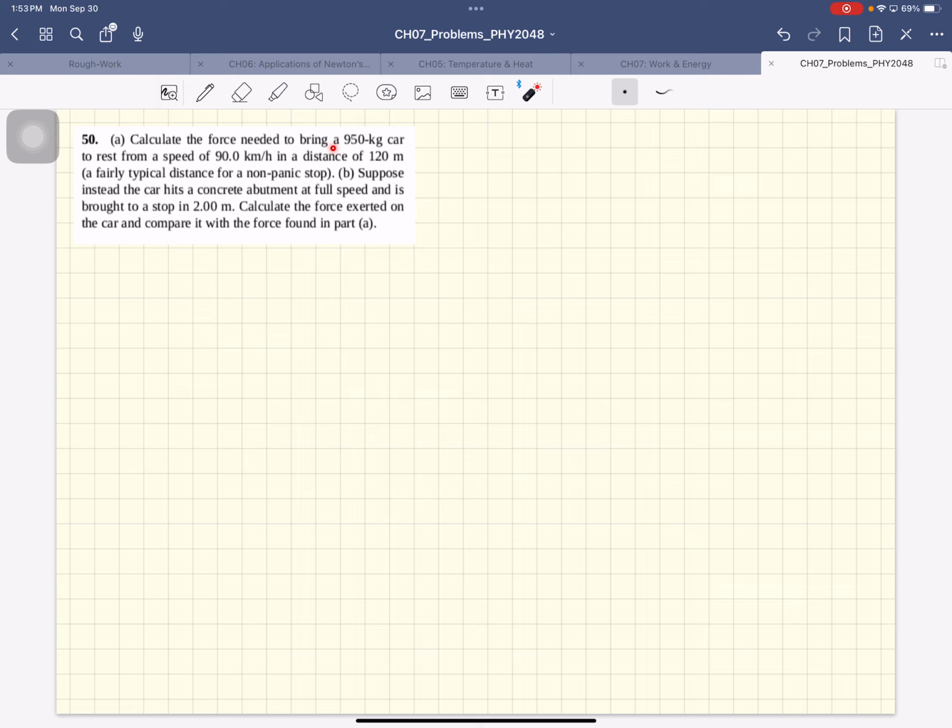Calculate the force needed to bring a 950 kg car to rest from a speed of 90 kilometers per hour in a distance of 120 meters, a fairly typical distance for a non-panic stop. That's a large distance. That's 60 miles an hour. 120 meters is roughly 1.5 football field length, a little more than that.